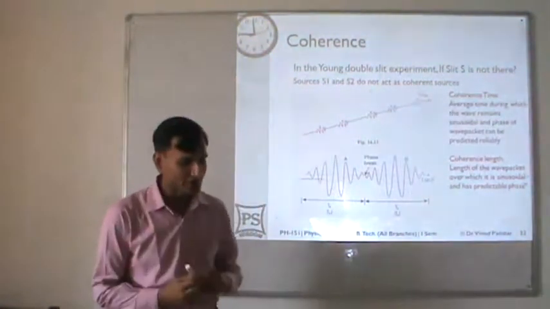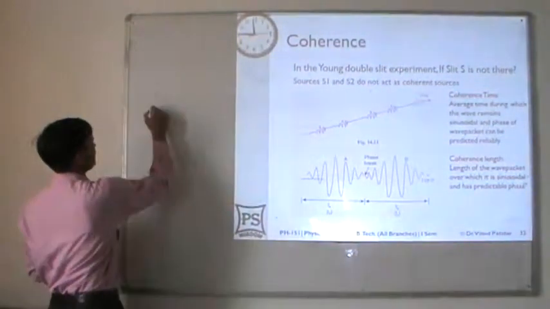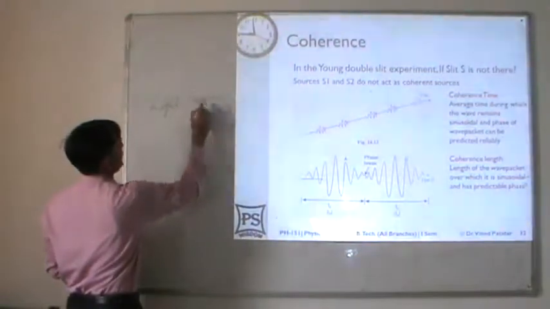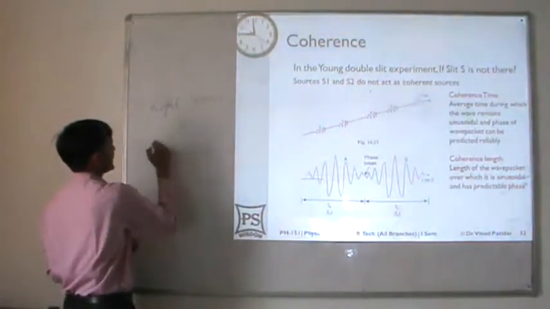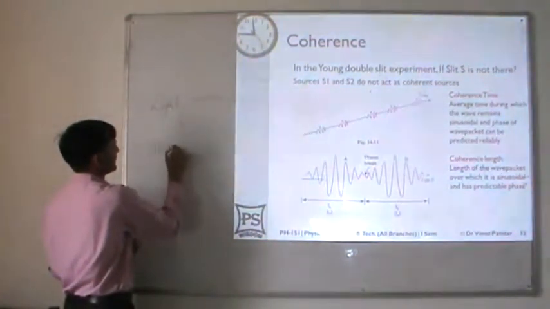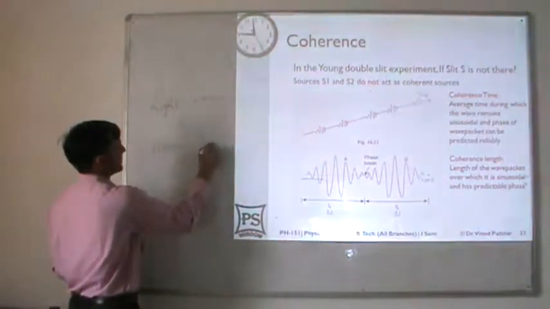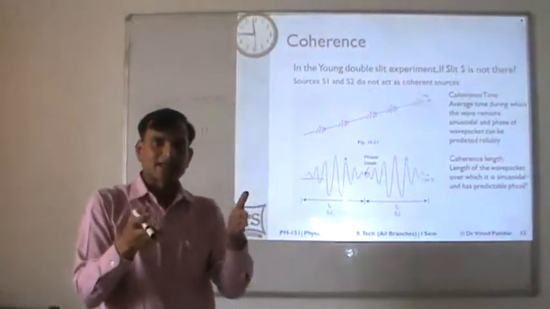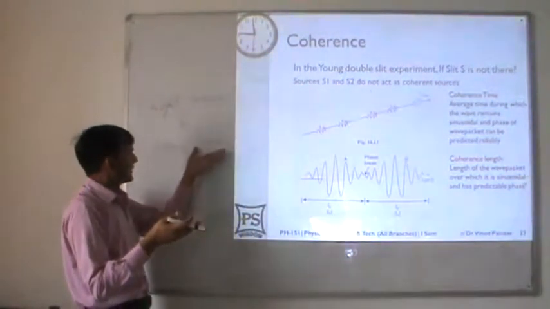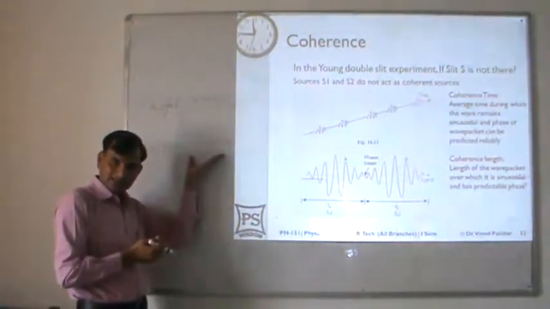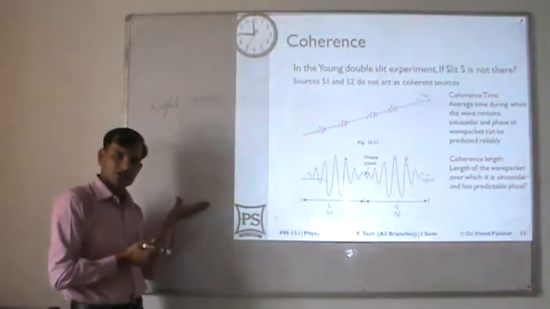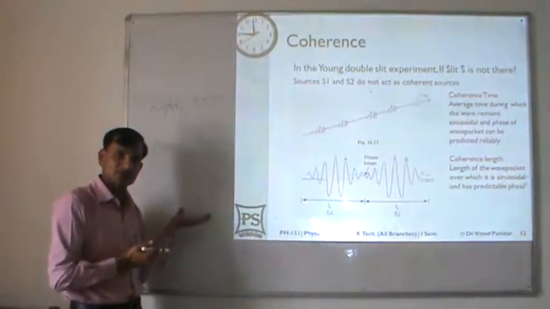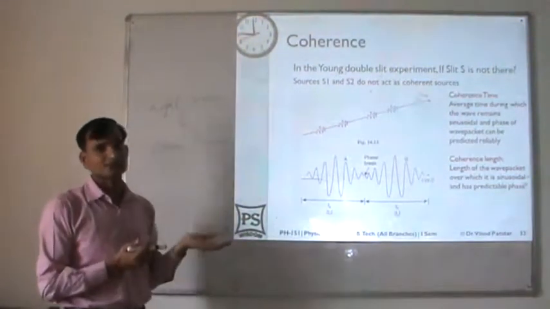Now in general, a light source mostly produces light through an atomic process. So what happens in an atomic process? An atom changes its state from a higher energy state to a lower energy state. When an atom moves from a higher to a lower energy state, it releases photons.